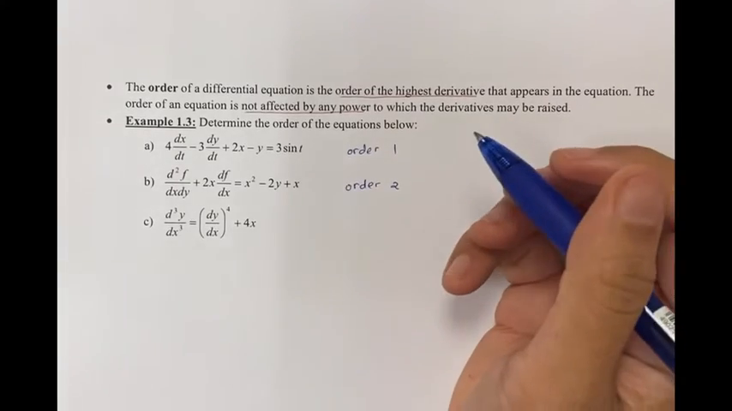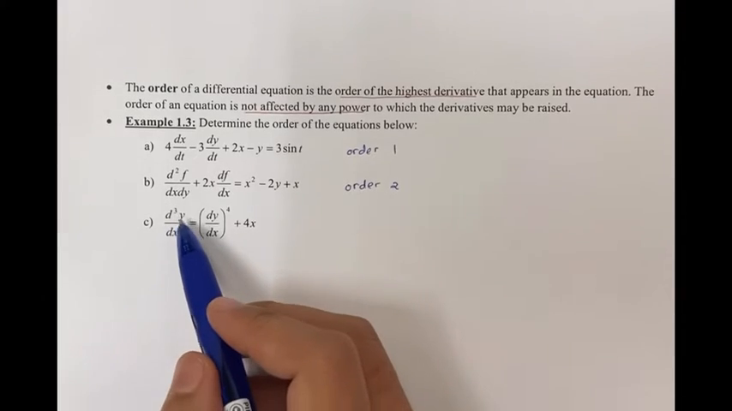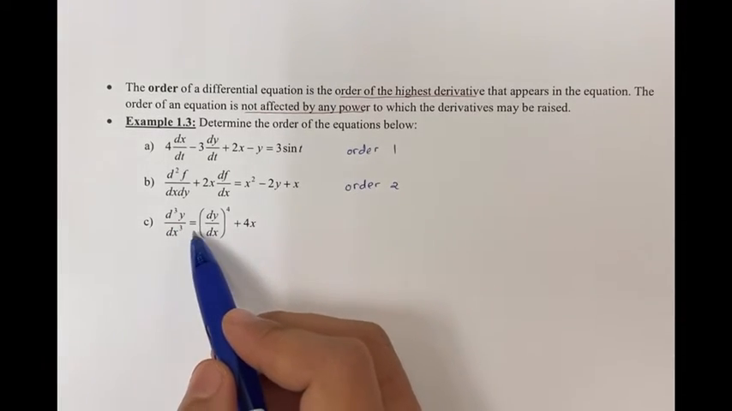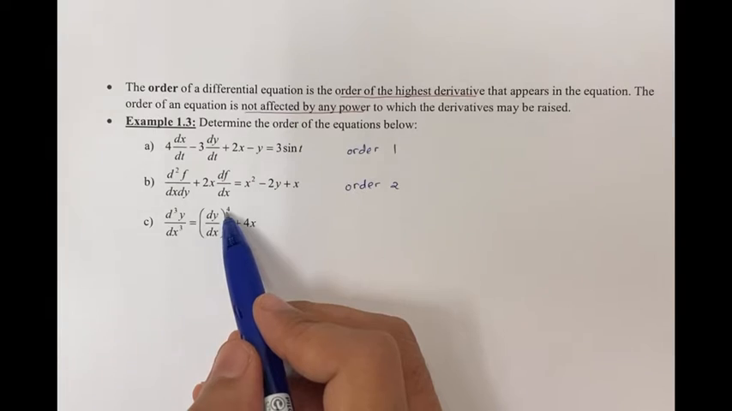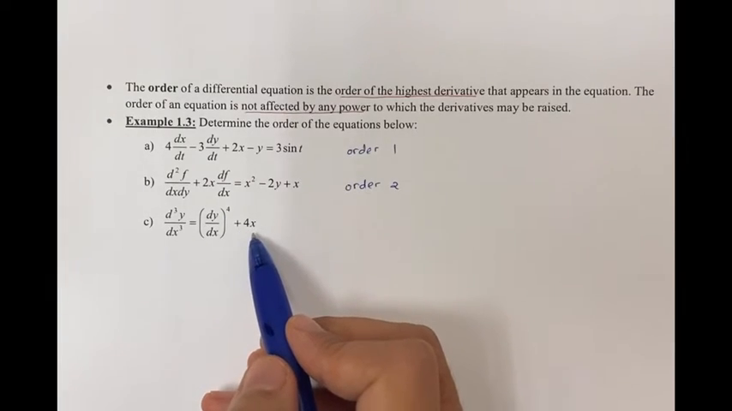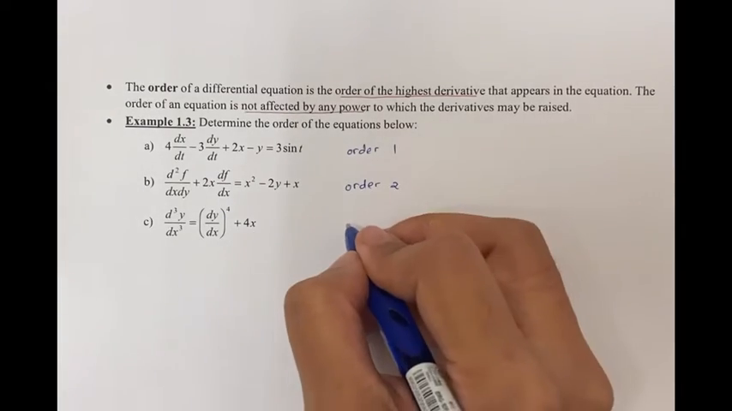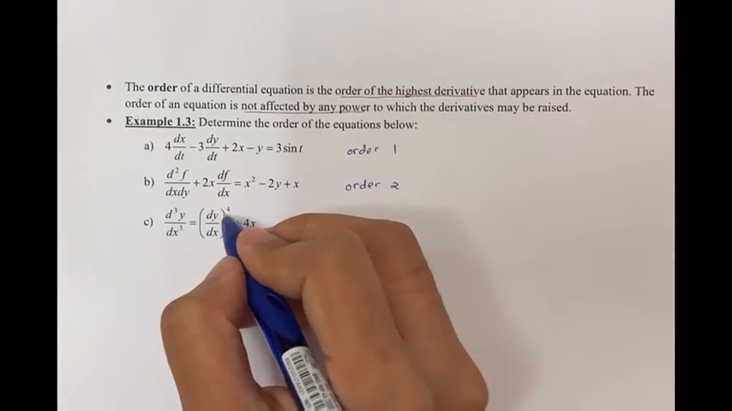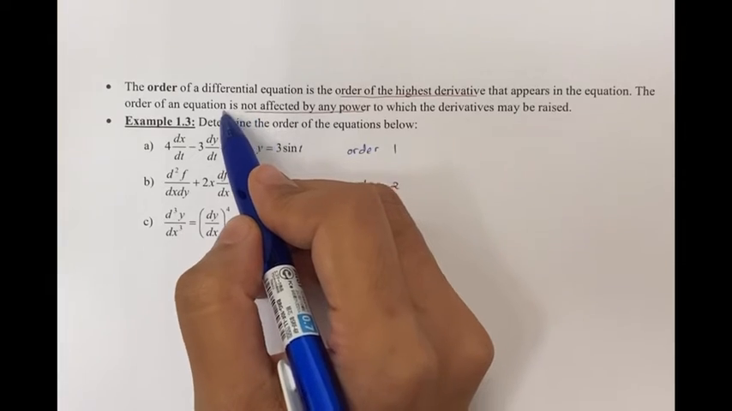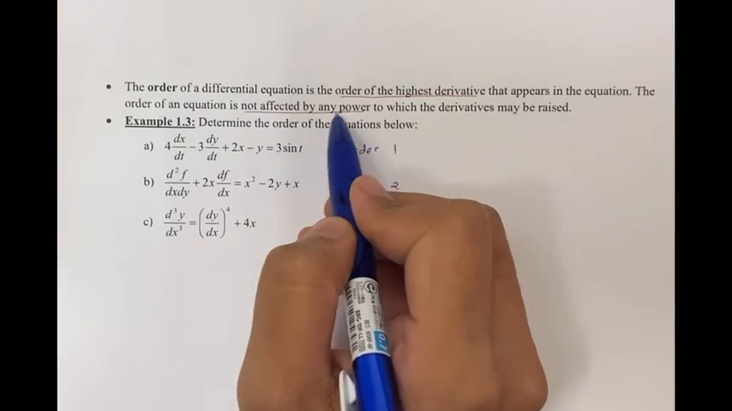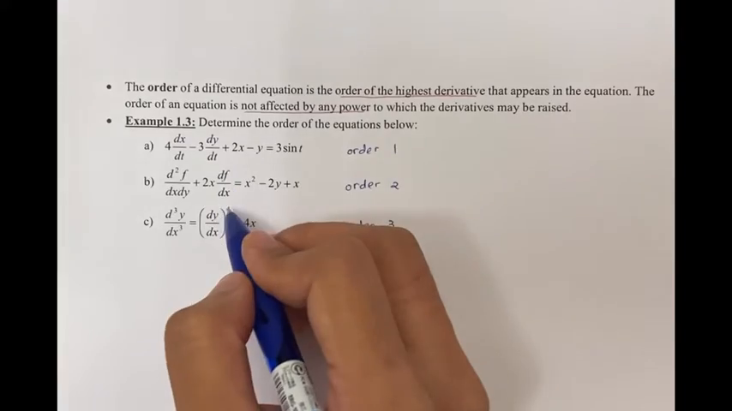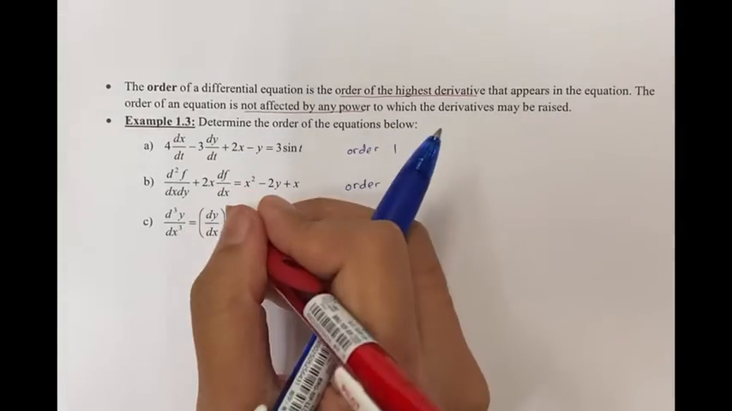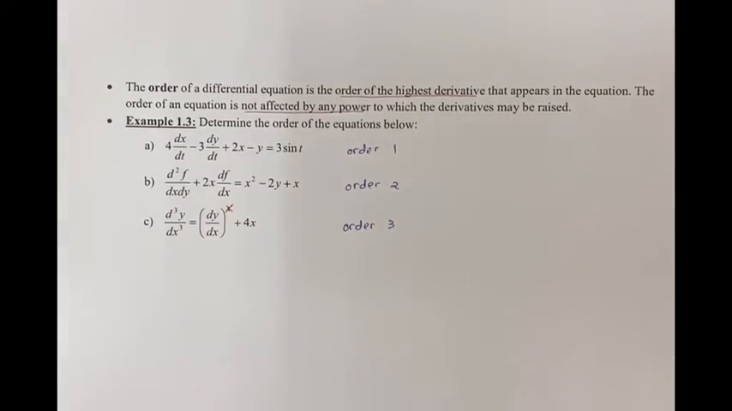Okay, but for C, you have d cube y over dx cube equal to dy over dx to the power of 4 plus 4x. So the order for C is order 3 and not order 4, because this is just the power. And again, the order is not affected by any power. So meaning that you cannot consider this 4. Okay, so the order for C is 3.